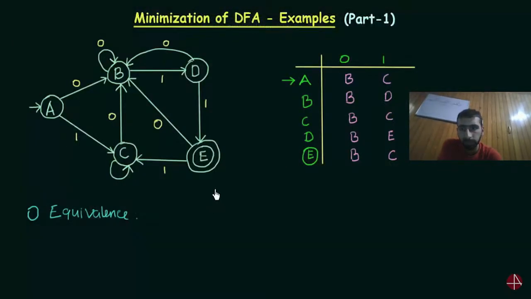You have to just write the non-final states together as one set, and you have to write the final states as another set. So here, what are my non-final states?